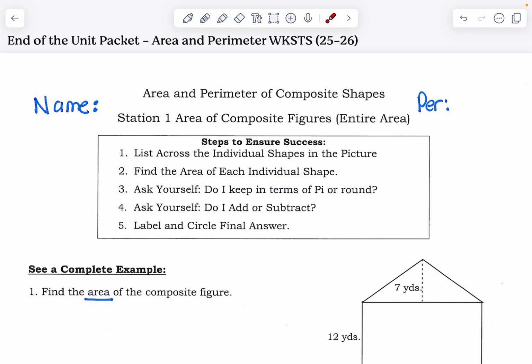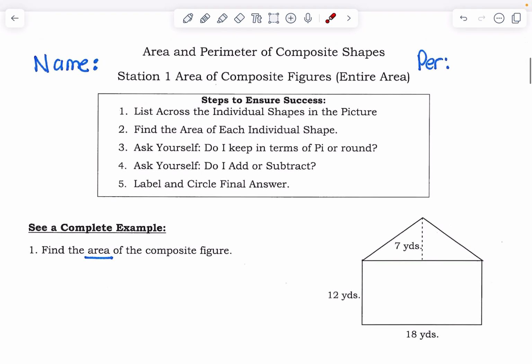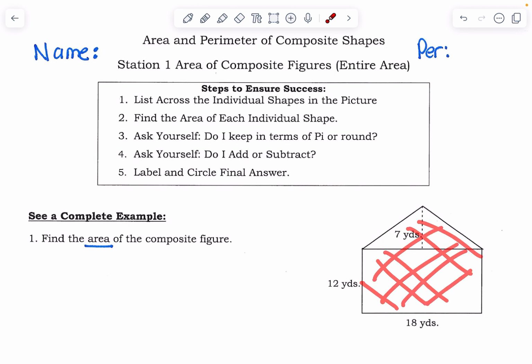I have this as 3 different worksheets and there's 12 questions. So we're going to be talking about area and perimeter of composite shapes. So the first question says find the area of the composite figure. Remember that area is the number of square units that fits inside a shape.